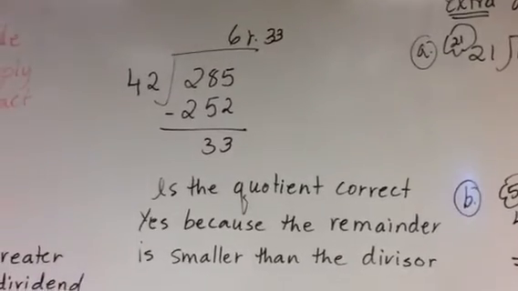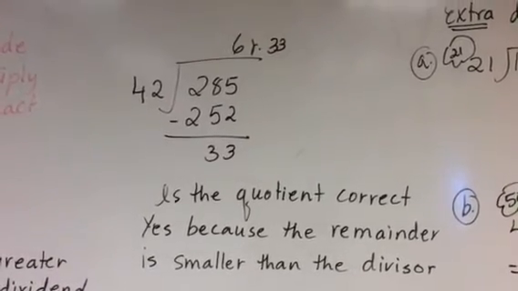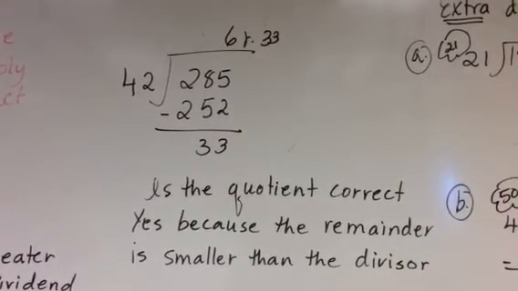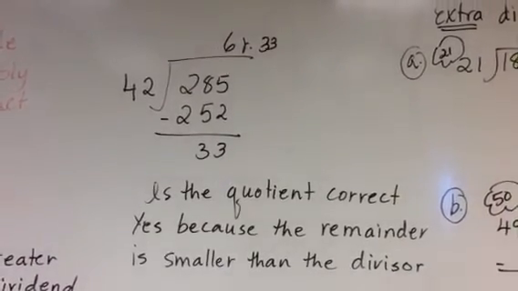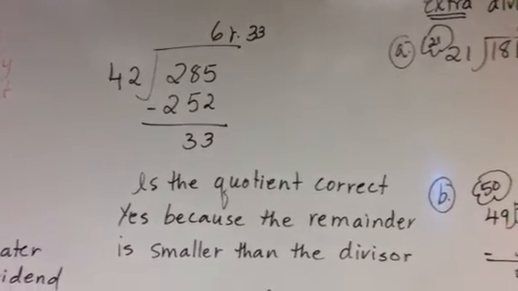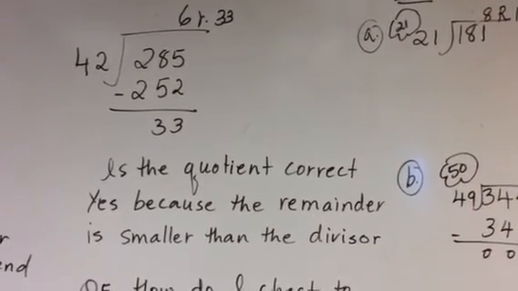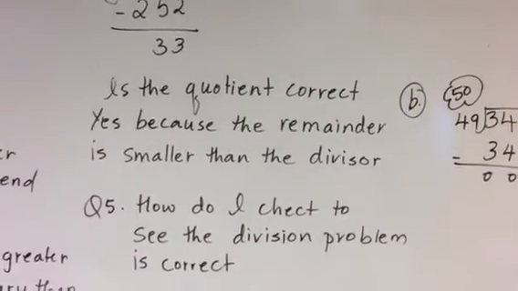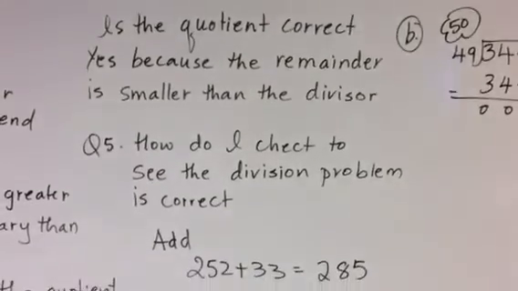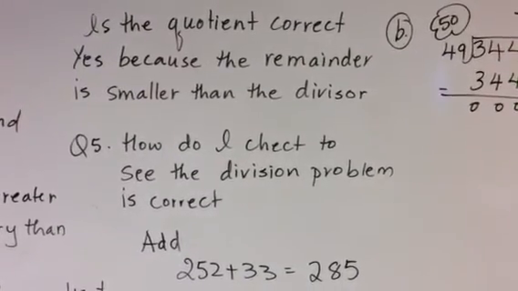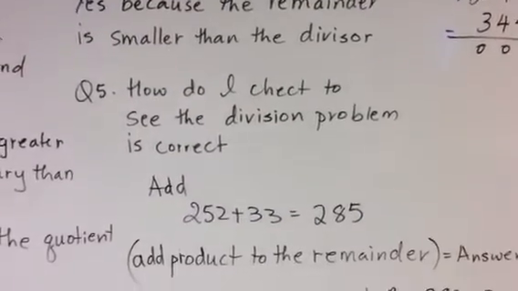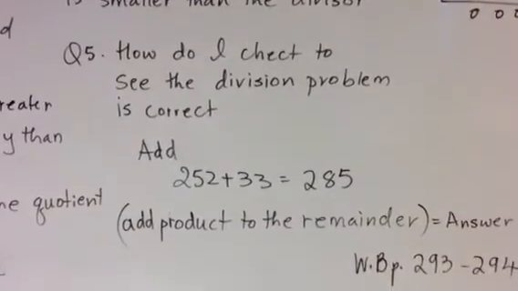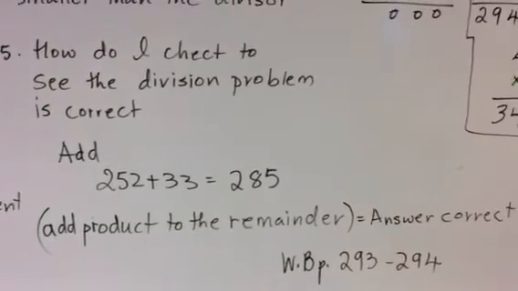42 times 6 is 252, and so I subtracted it. 5 minus 2 is 3. 8 minus 5 is 3. And so 6 is the quotient, remainder 33. Is the quotient correct? Yes, because the remainder is smaller than the divisor. How do I check to see the division problem is correct? Add the 252 plus the remainder, 285. Add product to the remainder, and the answer is correct.